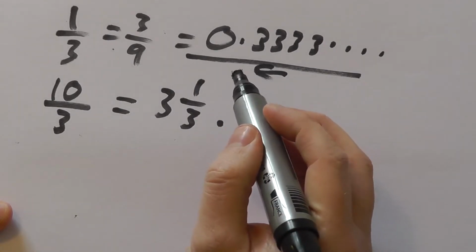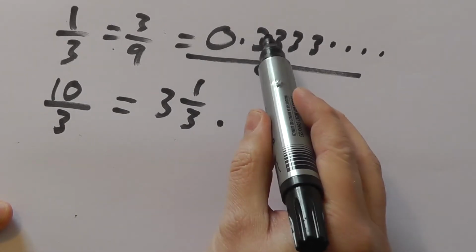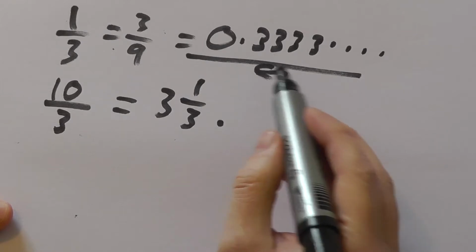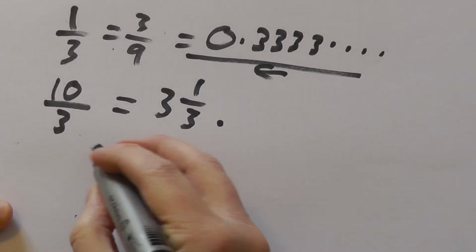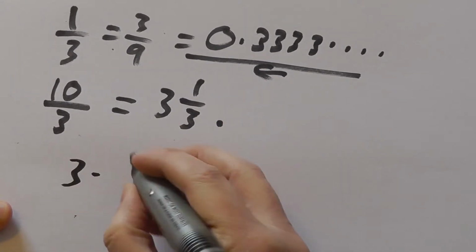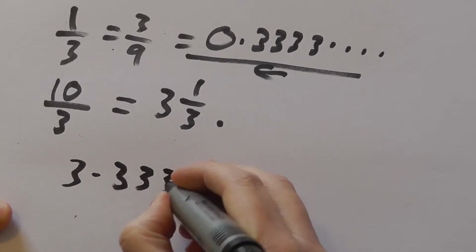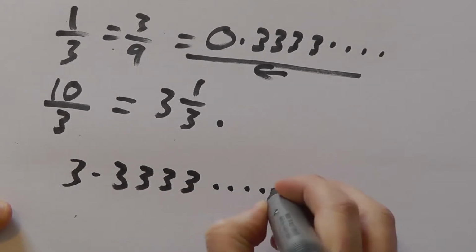Or you could say you shift the decimal point one place to the right, but let's say you shift the digits one place to the left. So you would have 3.3333 recurring.